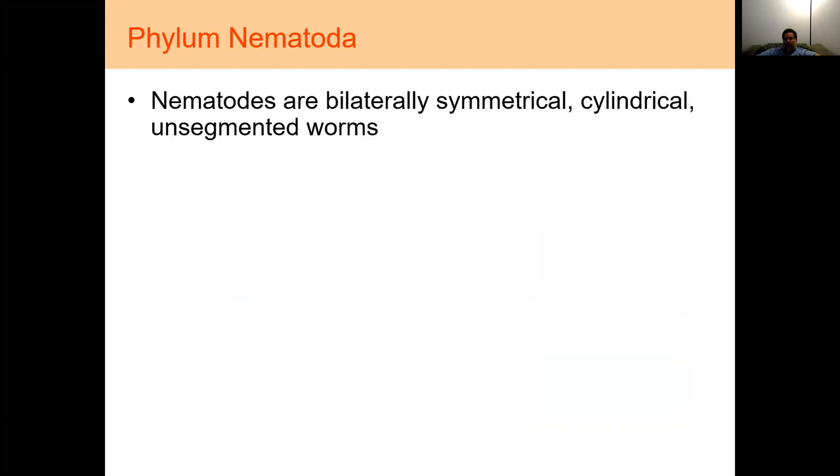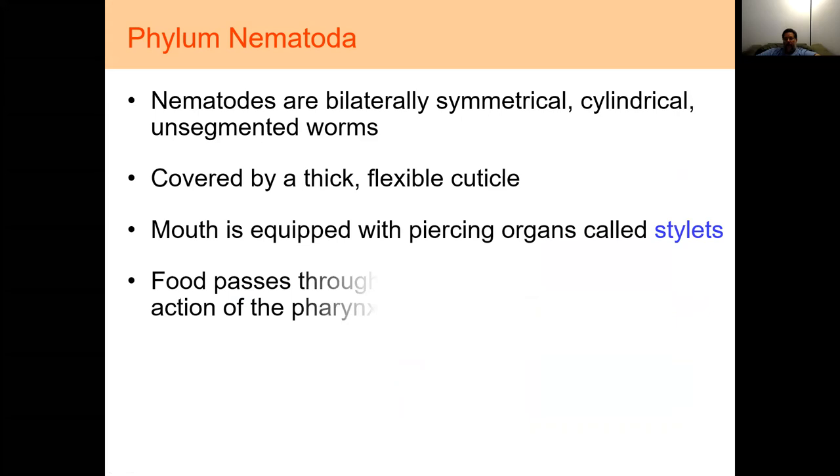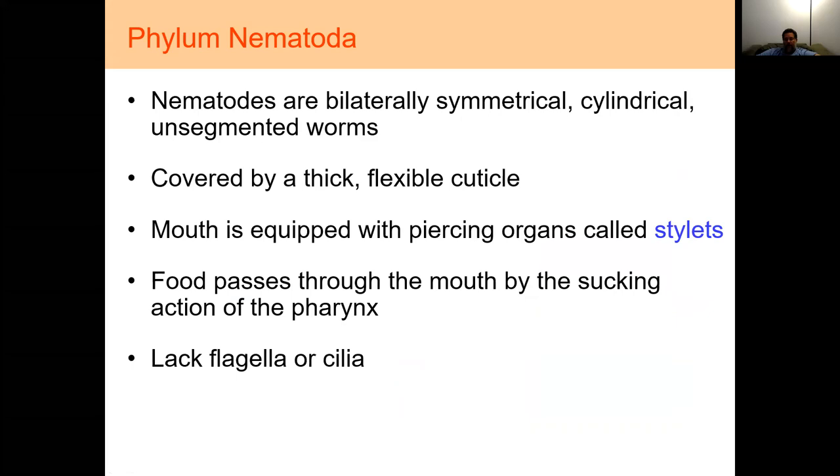Now let's move to the next phylum, nematodes. Nematodes are bilaterally symmetrical, cylindrical, and unsegmented worms. They have a thick, flexible cuticle, and their mouth is equipped with a piercing organ called stylets. The food passes through the mouth by the sucking action of the pharynx. They lack flagella or cilia, and their reproduction is also sexual.